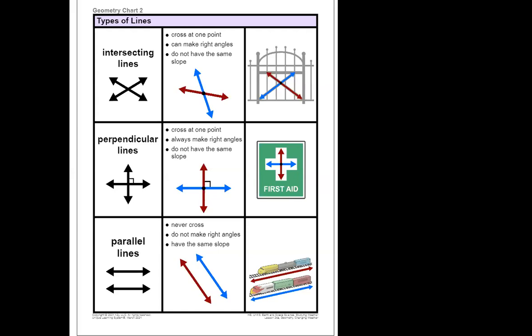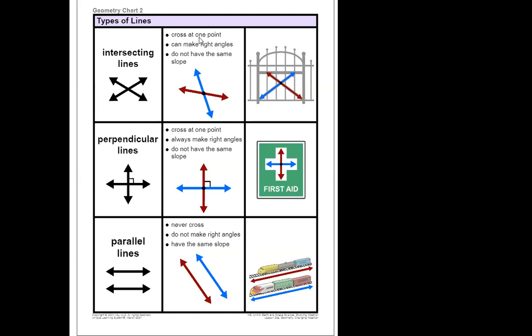All right, guys, lots of excitement in here this morning. So we're going to continue with our vocabulary. If you're in my room, you're done with vocabulary notebooks. We just had to do the first page. So now we're moving on to types of lines. Our first line is called intersecting lines. These lines cross at one point. They can make right angles and they do not have the same slope.